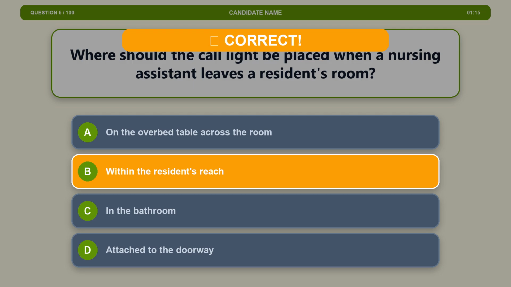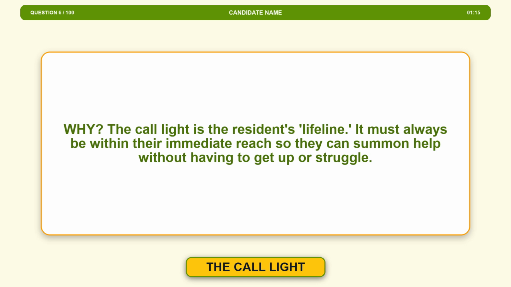The correct answer is option B. Within the resident's reach. The call light is the resident's lifeline. It must always be within their immediate reach so they can summon help without having to get up or struggle.